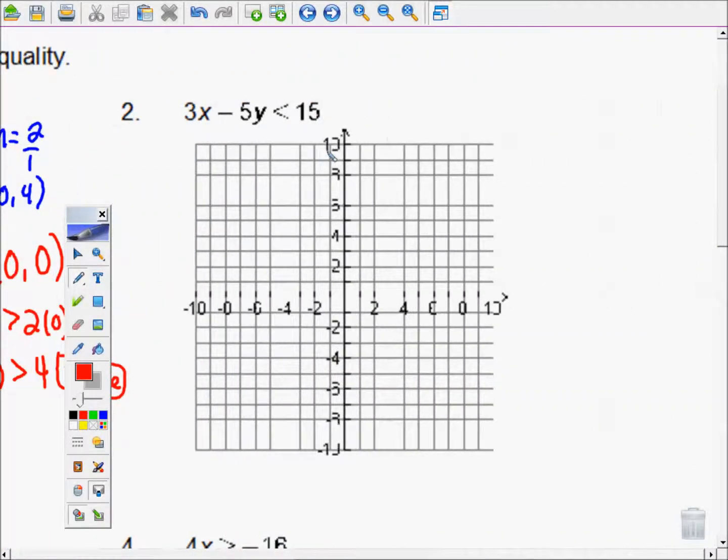What's the problem with 2? The y isn't by itself. It's not in slope-intercept form. All right, so first I need to get y by itself.